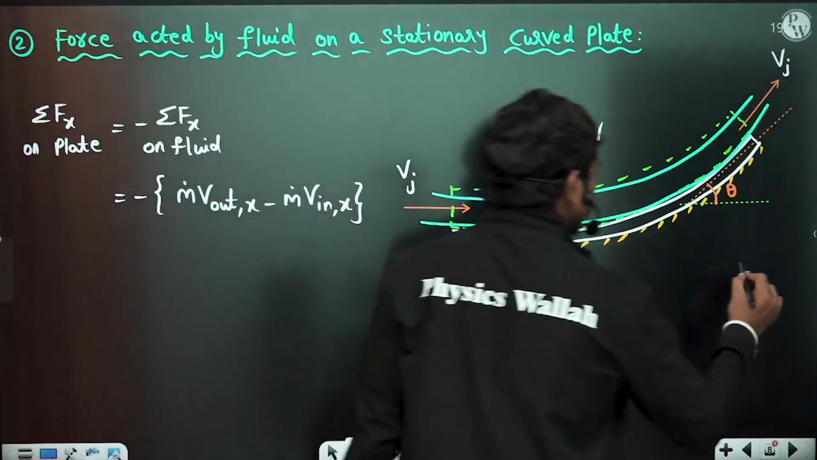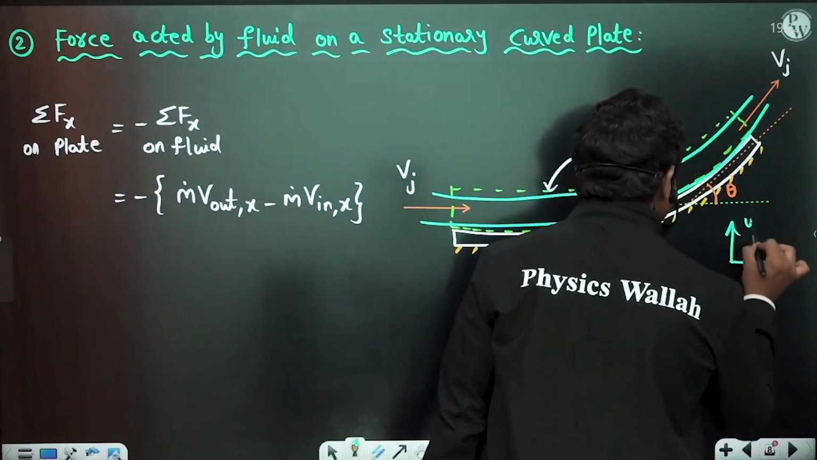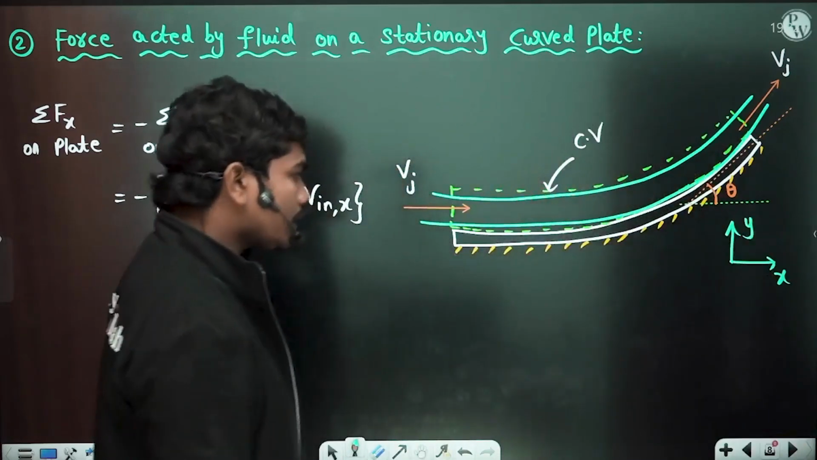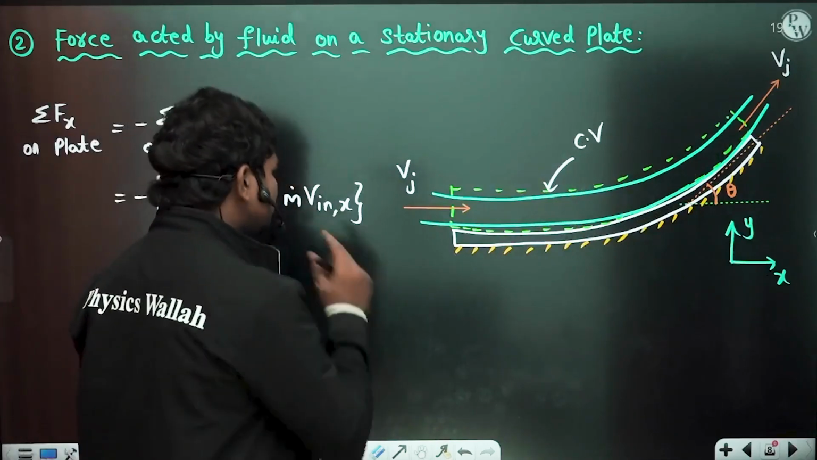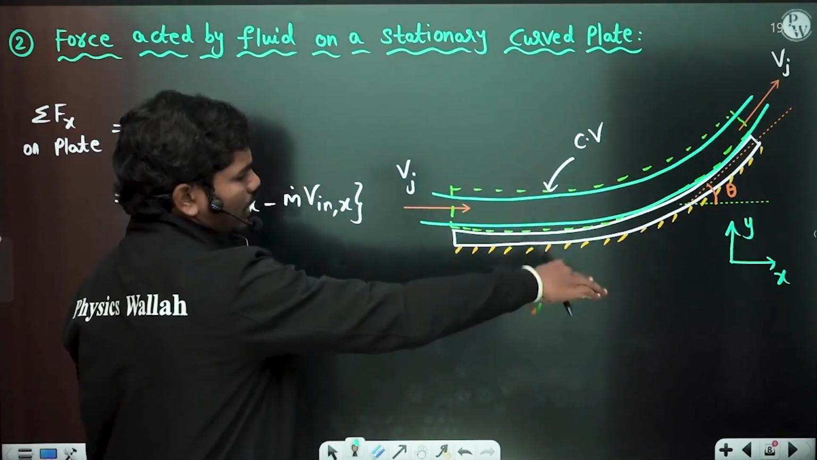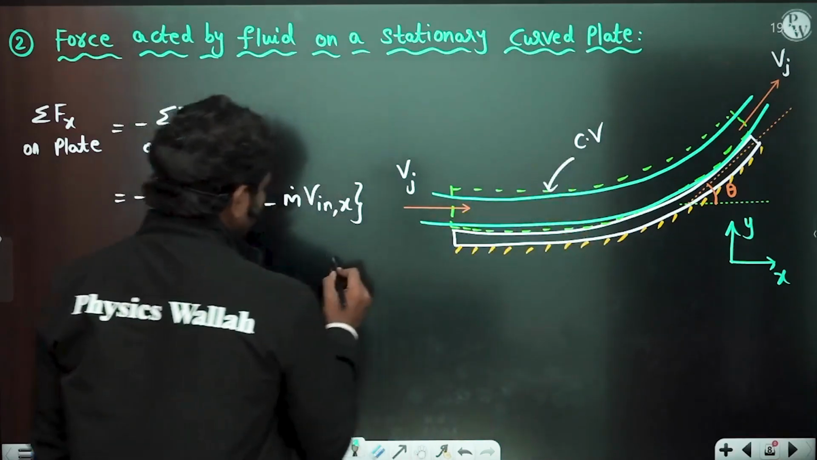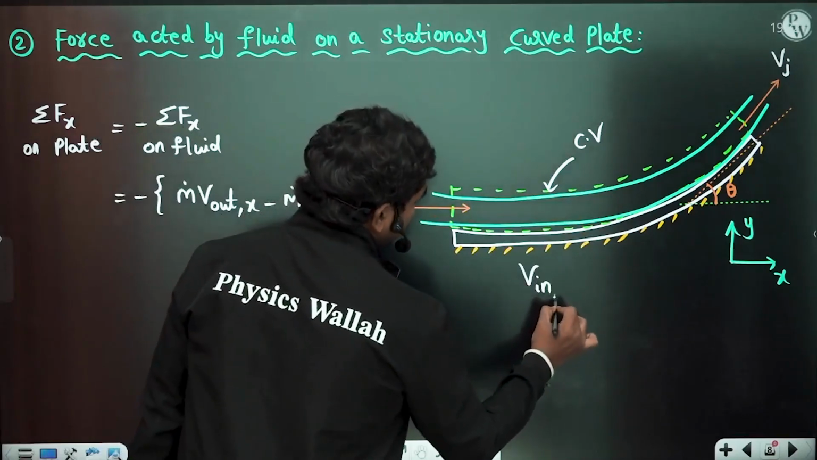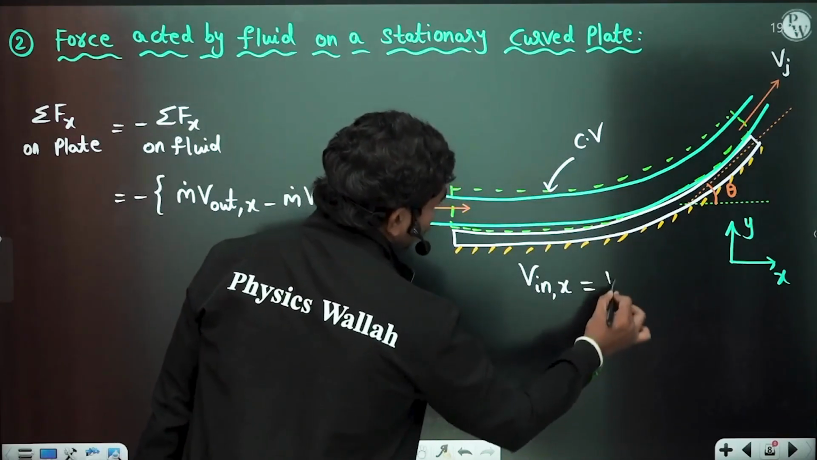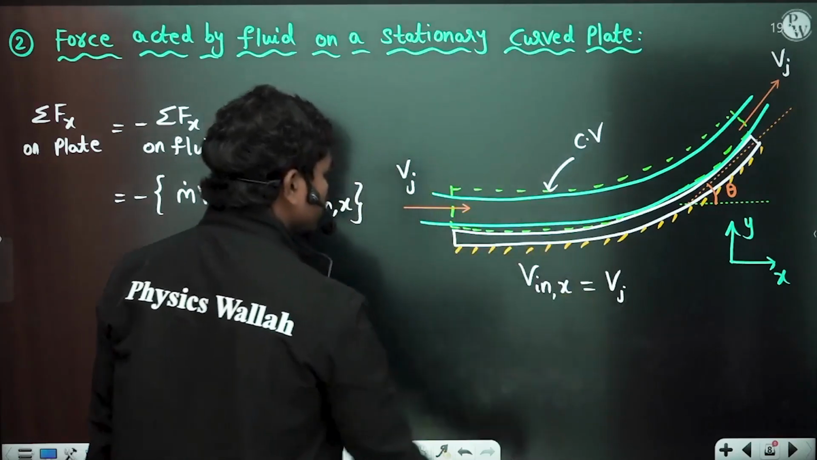Let us suppose you take this as the positive x direction and this as the positive y direction. Now with positive x and positive y, Vj is given in terms of x and y components. The v inlet in the x direction is nothing but Vj, because this velocity is parallel to the x axis.